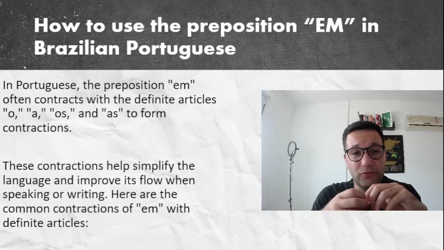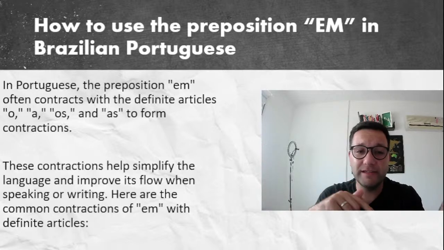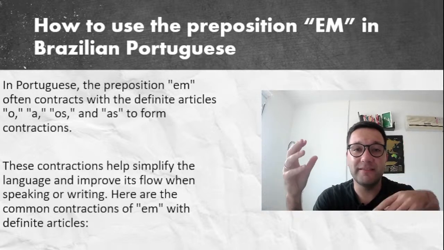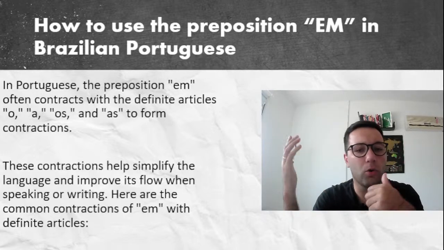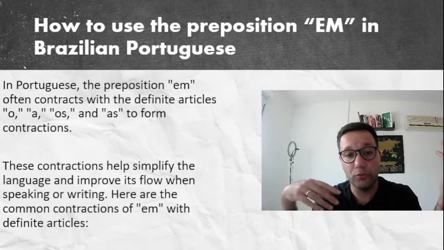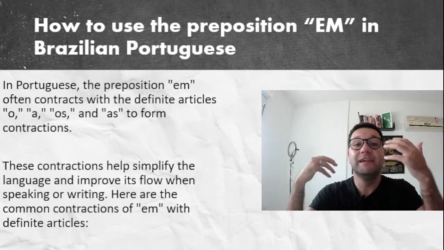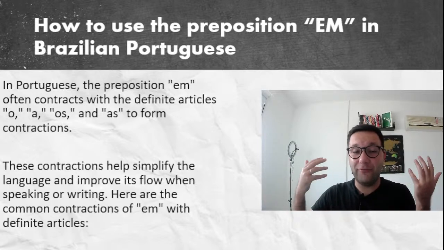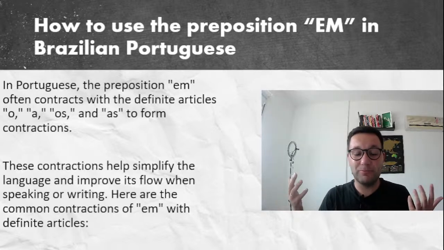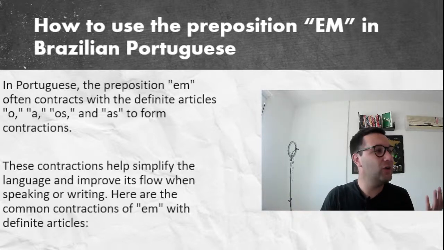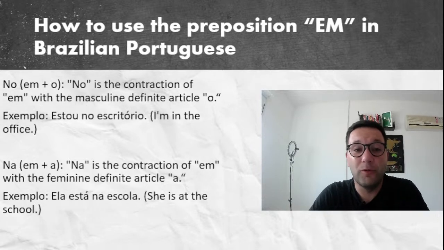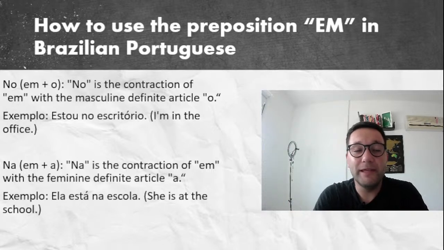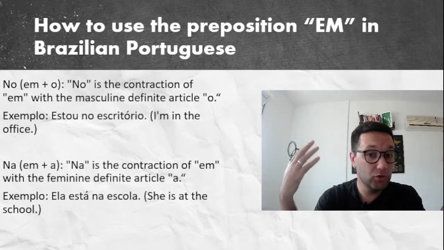Here we are gonna see the contractions. We saw the uses of this em. But, like I said in the beginning, when this preposition em meets an article, the singular o or a, that means the, or the plural, os or as, we make contractions. What are those contractions, teacher? It is to make the speech fast. This is the idea. And we Brazilians use it every day, all the time. For example, em plus o, that would be in plus the. We don't say em o Brasil, we say no Brasil.